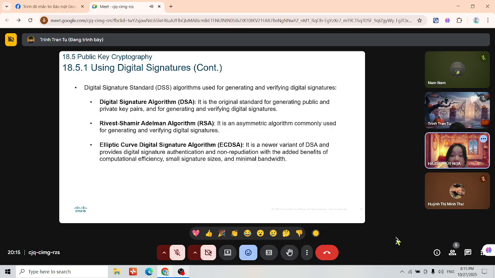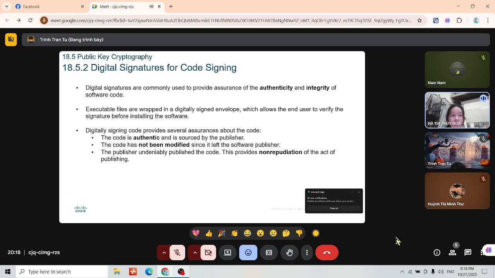Next, Part 18.5.2 Code Signing. When we download software like Cisco or Microsoft products, how can we be sure it's genuine and safe? That's what code signing is for.